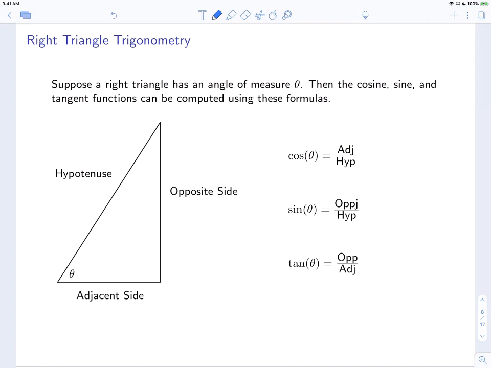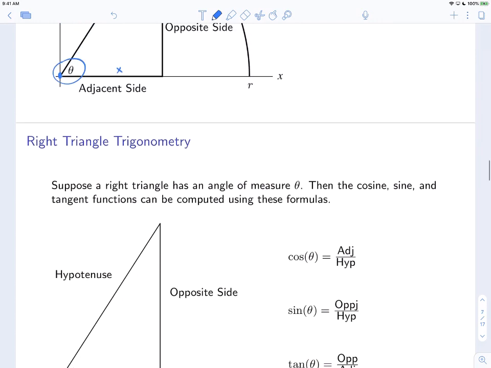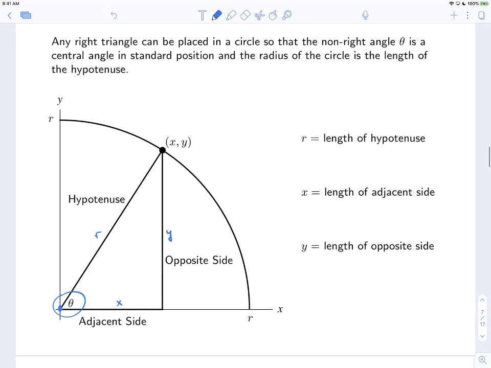So now we suppose that we have a right triangle with acute angle measure theta, this one here. In that case, the cosine, sine, and tangent functions can all be computed using the formulas that you see here. So cosine theta is the adjacent side over the hypotenuse, and I mean the length of the adjacent side divided by the length of the hypotenuse. This just comes from the previous slide. So if we go back, we can see that in order to compute cosine of theta and sine of theta, we just have to use these dimensions of this triangle.